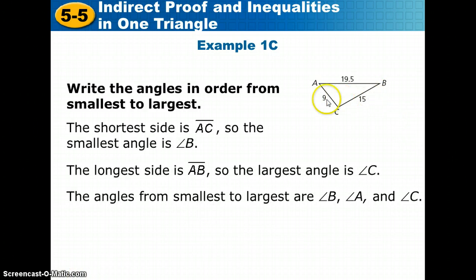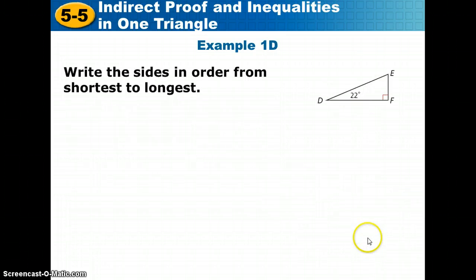Alright, you'll notice that the smallest side is AC with a measurement of 9, so the smallest angle is B. The longest side is AB with 19.5, so the largest angle is C. So the angles go from smallest to largest, B, A, then C.